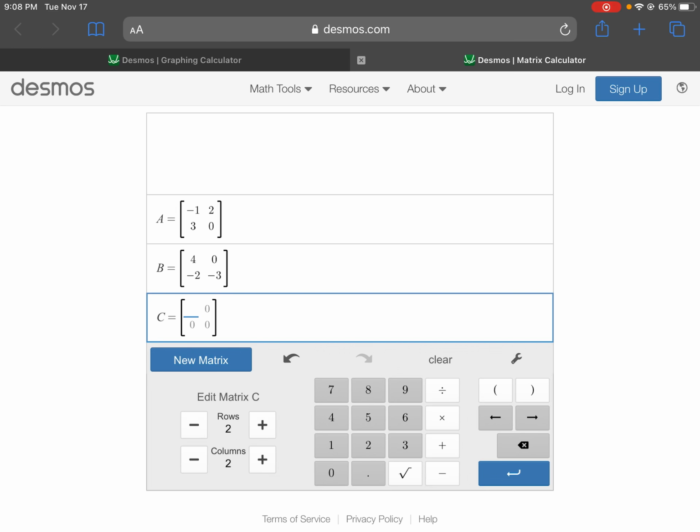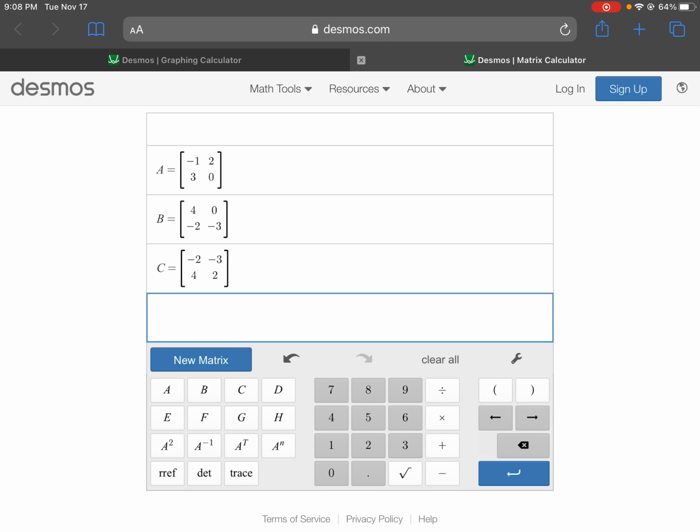Let's click New Matrix once more. Let's get Matrix C in here. This has elements -2, -3, 4, and 2. So this is going to help us a lot with our calculations and time saving. Now that we have A, B, and C stored, we don't need to keep writing these matrices out.